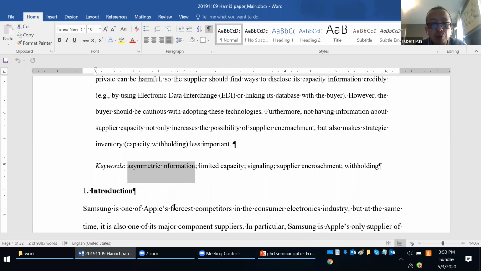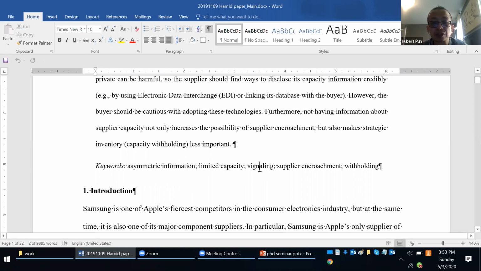I want to make sure that this paper would be sent to a reviewer that understands game theory. In game theory, there is a jargon called signaling. If you are someone studying game theory and you see the word signaling, then you know that this has something to do with a branch of literature in game theory that is called signaling games.